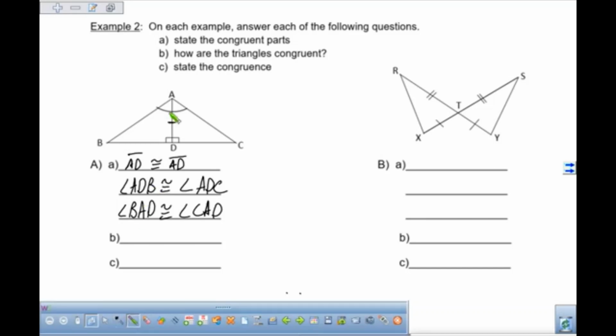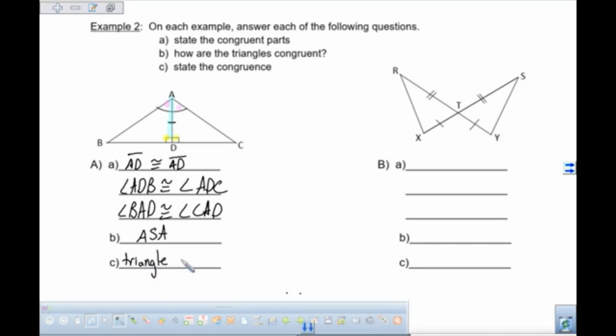And again, we have two sets of angles marked and the side that is in between them. So we'd have angle, side, angle, and triangle BAD is congruent to triangle CAD. If you name your angles correctly, all you should have to do is look at how you name your angles to name your triangles.